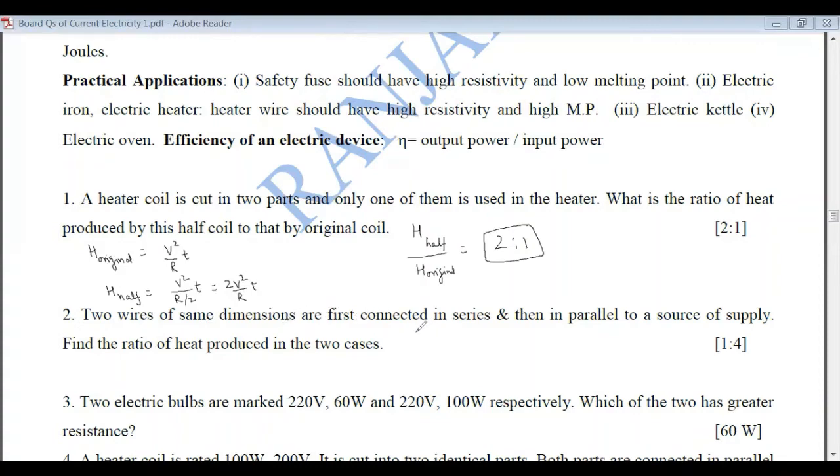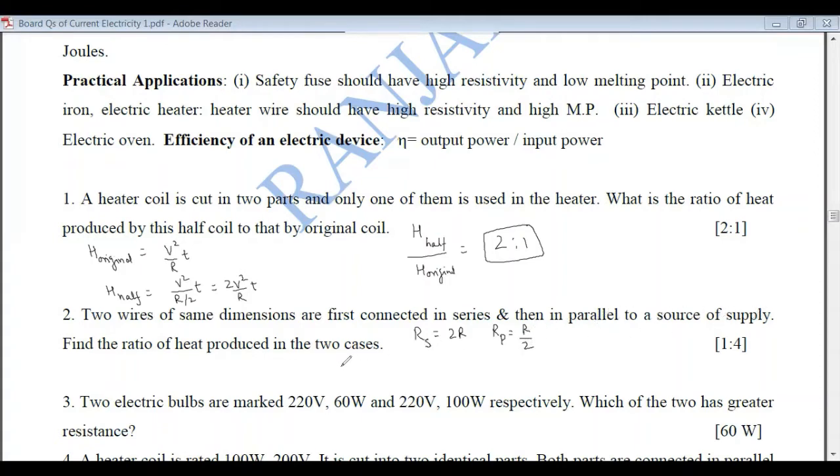When they are connected in series, the resistance will be R plus R, that is 2R. Whereas when they are connected in parallel, the equivalent resistance is given by 1 upon Rp equals 1 upon R plus 1 by R, that is Rp will be equal to R by 2. Then they are connected to the same source of supply.